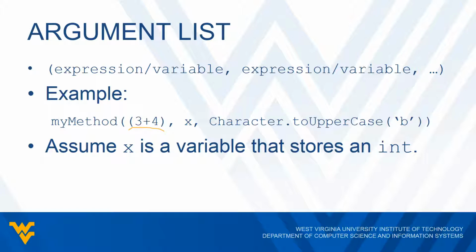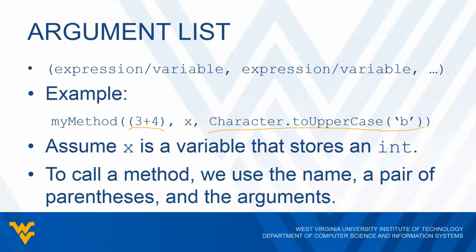And then our third argument here, notice that this is a method call that returns a character. So not only can we put variables and expressions and even values in as arguments in our methods, but we can also have methods themselves be arguments to other methods as long as they return the corresponding type. So since this method does return a character, it is a valid argument for the parameter that we would have for our myMethod definition. So if we want to call a method, we just simply have the name of our method, the pair of parentheses, and the arguments that we need to pass to the parameters.